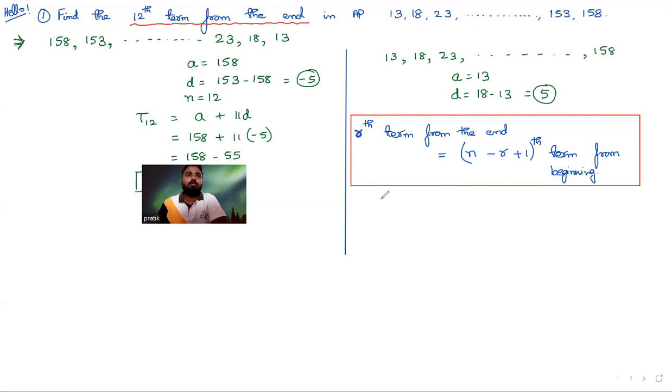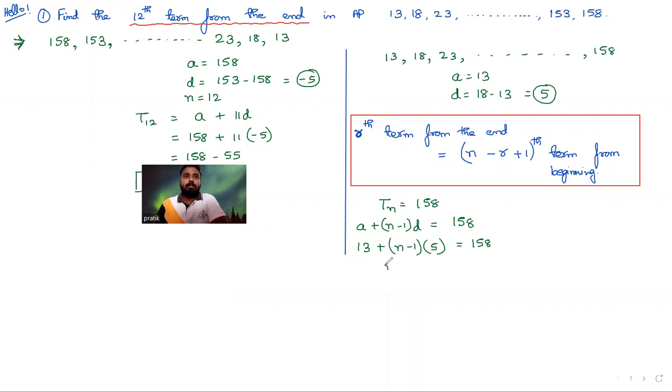So number of terms, so Tn is equal to 158 because that's the last term. So what is Tn? a plus n minus 1 into d is equal to 158. So we'll have to find out the value of n, where a is 13 plus n minus 1, d is 5, is equal to 158. What is r? r is basically whichever term that they are speaking about, 12th. In this case, it is 12.